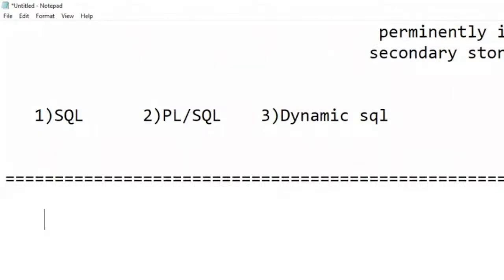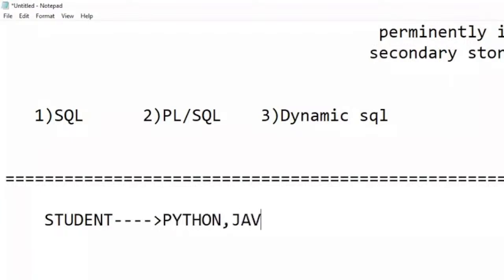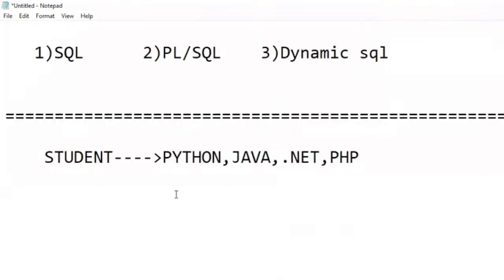Oracle database software is used by many different types of persons. First, from a student's point of view: many students are learning front-end courses. Nowadays they are learning Python, or Java, or .NET and ASP.NET, web-based applications and PHP. These are web-based application programmers.